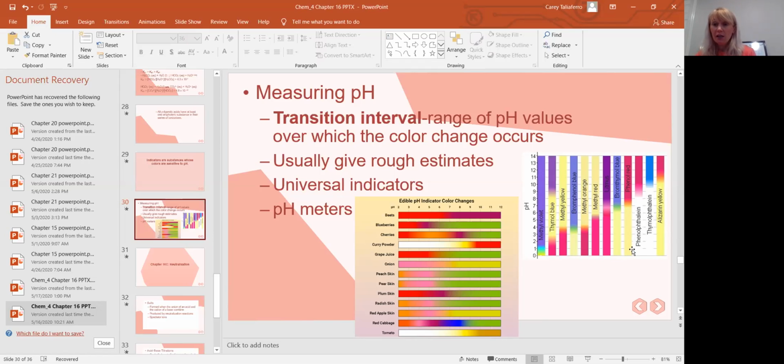So you can see that litmus is like a purplish blue to pinkish red. Okay, so here's the pH level of 7. With litmus, anything pink or red is an acid. As it turns blue or to purple, it's indicating a base. So these are all ranges.